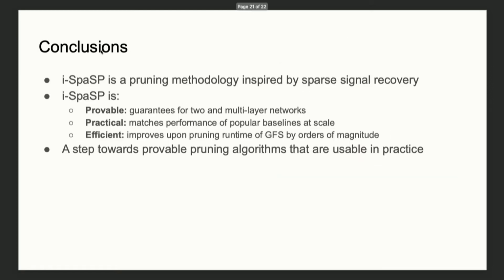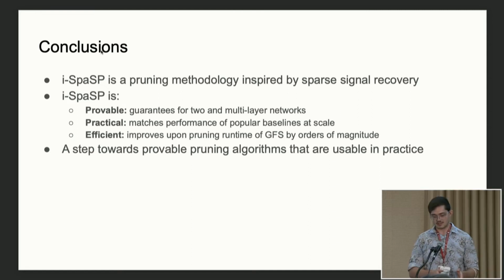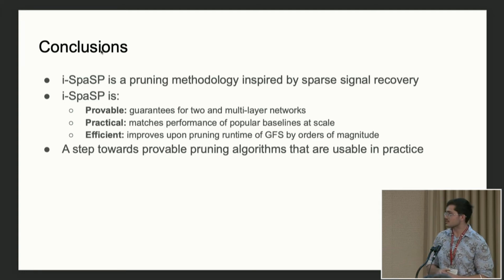So the takeaway here is that iSpaSP is a pruning methodology that's inspired by sparse signal recovery, and it's a pruning algorithm that's provable, meaning that it comes with theoretical guarantees that tell us that it should perform well given proper assumptions. It's practical because it's efficient. Its efficiency is comparable to most of the common heuristic methodologies. It performs well in all of the large-scale experiments, and it's efficient because it runs much faster than previous provable methodologies. So the idea is that this is hopefully a step towards having some algorithms with neural networks that actually come with theoretical guarantees so that we can use them in applications beyond just low-risk scenarios.